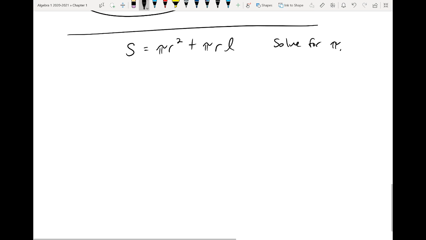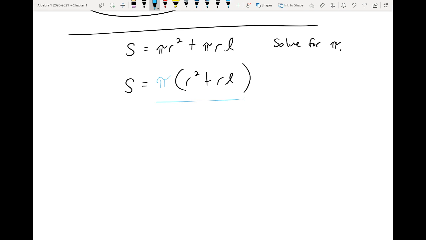So let's go ahead. We have a pi in both of those terms. Let's factor that guy out. So pull out the pi. Pi pulled out of pi r squared is just r squared. Pi pulled out of pi rL is just rL. These guys can't be combined because, right, you have an r squared and an r. Those are two different things.